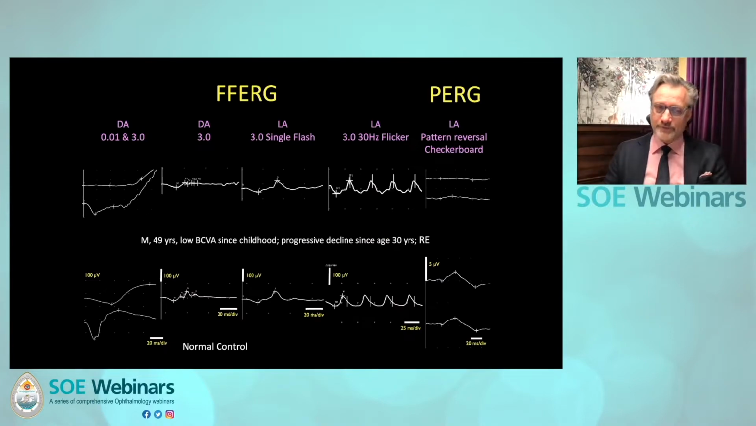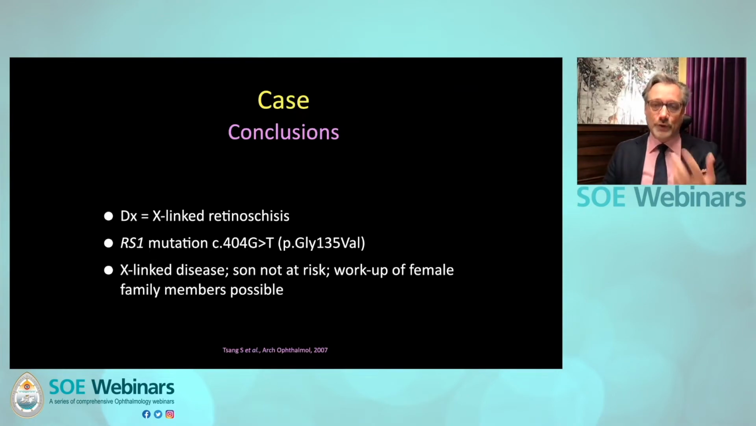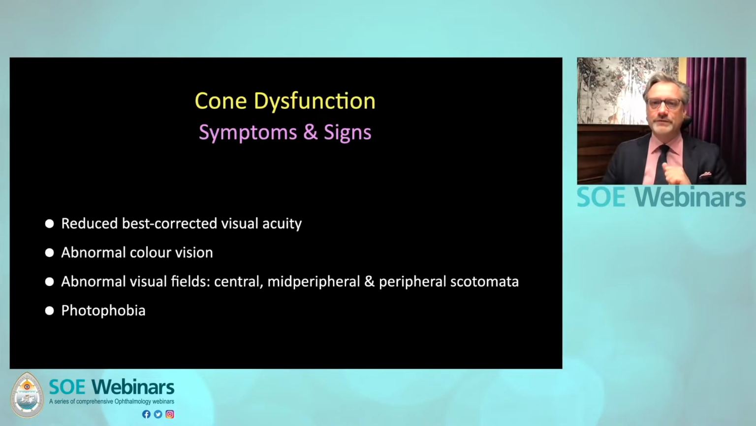What you can see, however, is this on a full field flash ERG. And this is an electronegative ERG. And an electronegative ERG is typical of X-linked RS. And so this is a late stage disease where you don't see the cystoid degeneration of the retina anymore. The splitting is not apparent, but you lose outer retinal cells, the photoreceptors, and vision goes down even more. X-linked disease, proven not to be a risk for kids. Let's look at cone dysfunction.